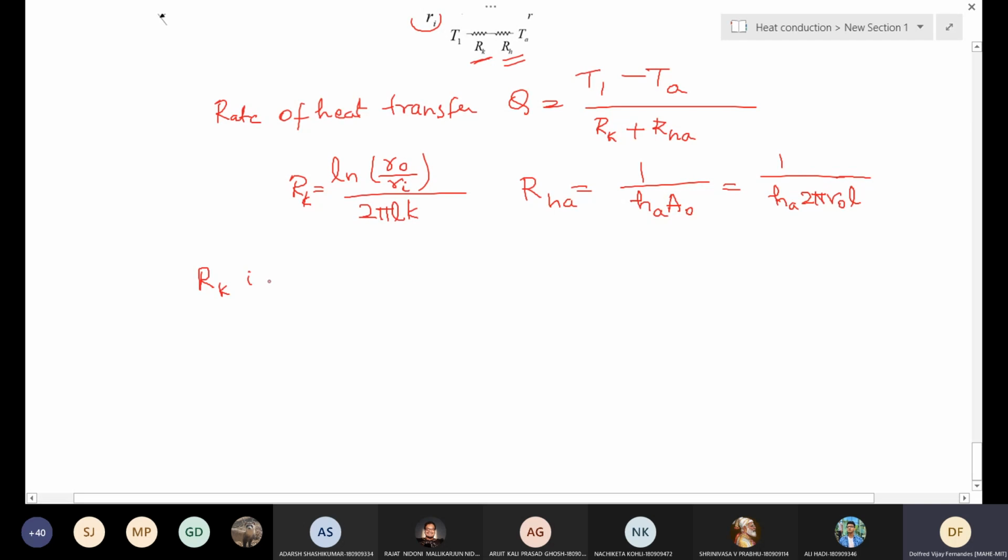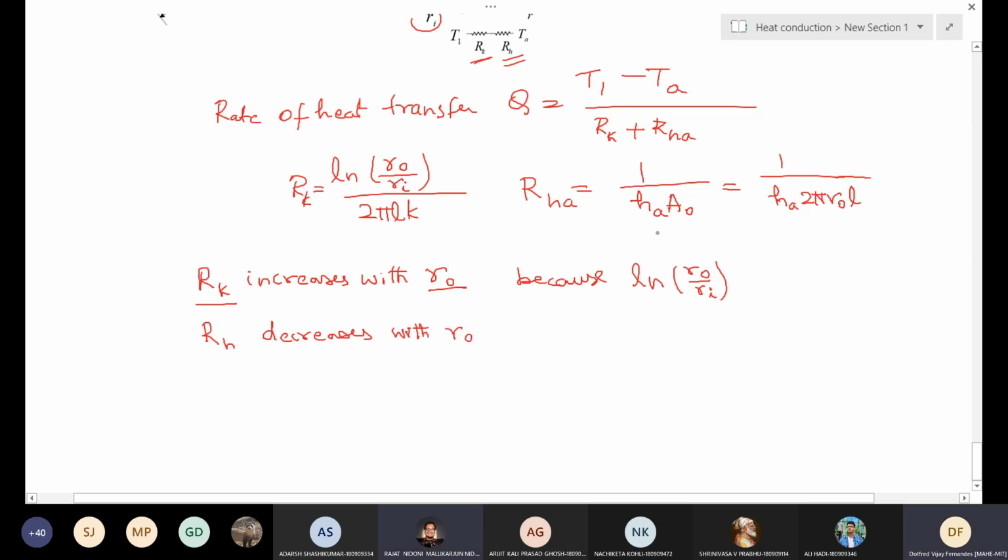Rk increases with R0 because ln R0 by Ri. Okay, if you increase R0, then Rk increases. What about RH then? It decreases. Yes.